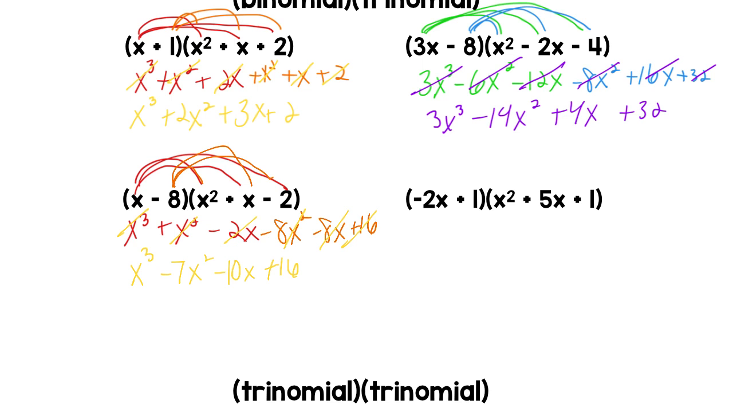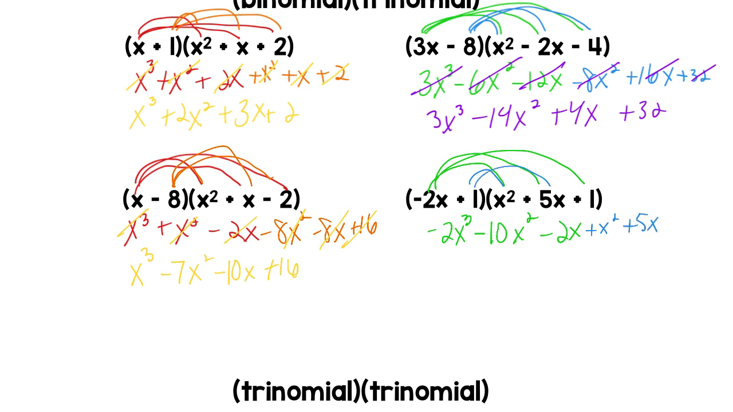Last one of these. Negative 2x times x squared is negative 2x to the third. Negative 2x times 5x is minus 10x squared. Negative 2x times 1 is minus 2x. And then 1 times x squared is plus x squared. 1 times 5x is plus 5x. 1 times 1 is plus 1.